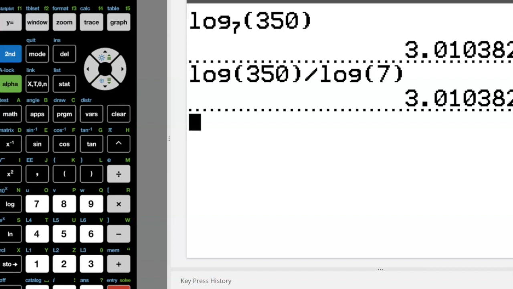If you have a Casio, then I would ask Jessica Young, and she may be able to help you out there, because I'm not sure how those work quite as well as I do with the TI-84s.